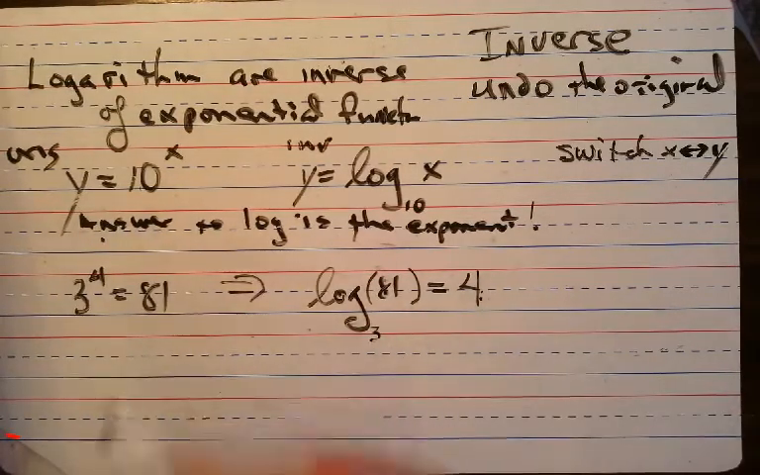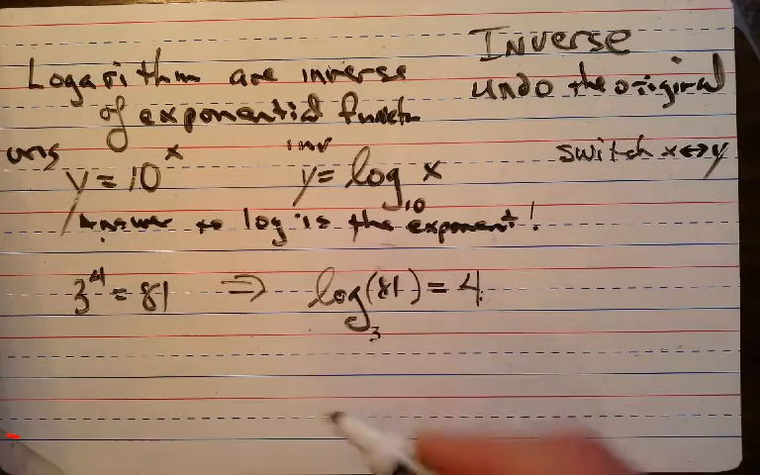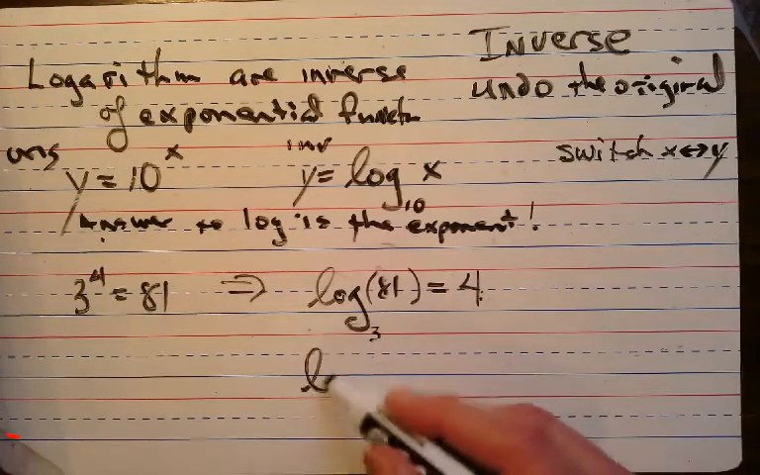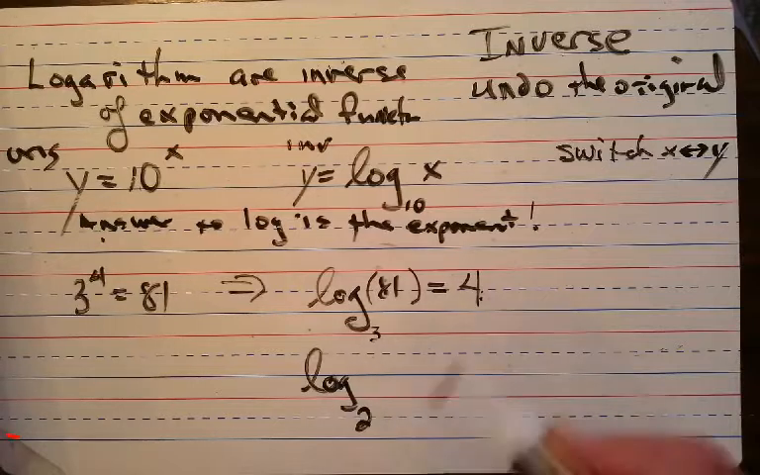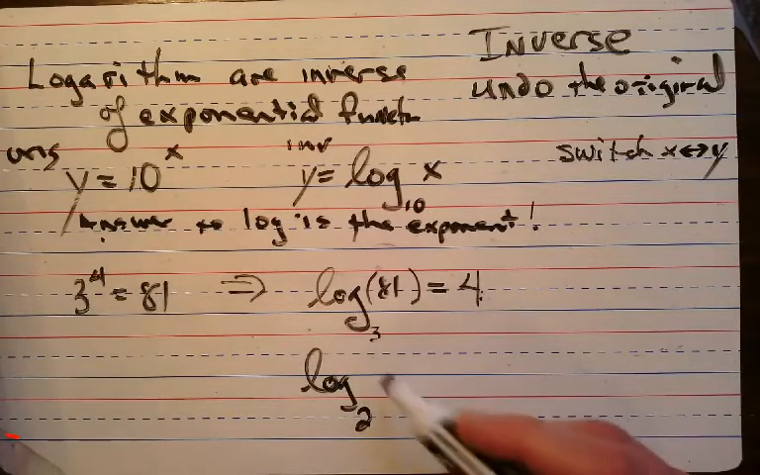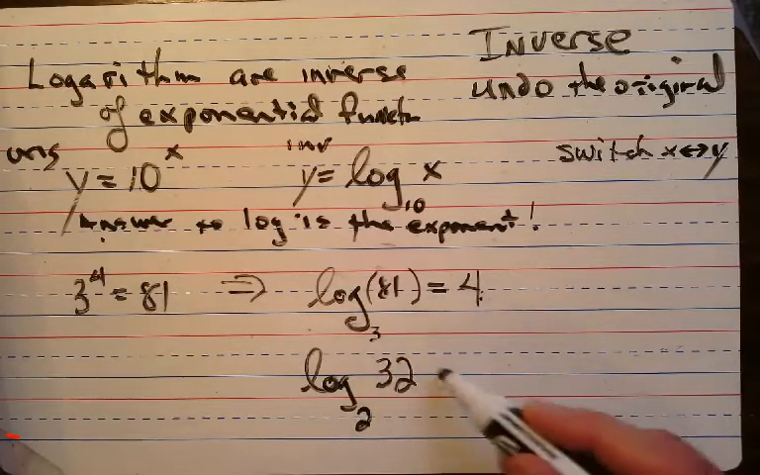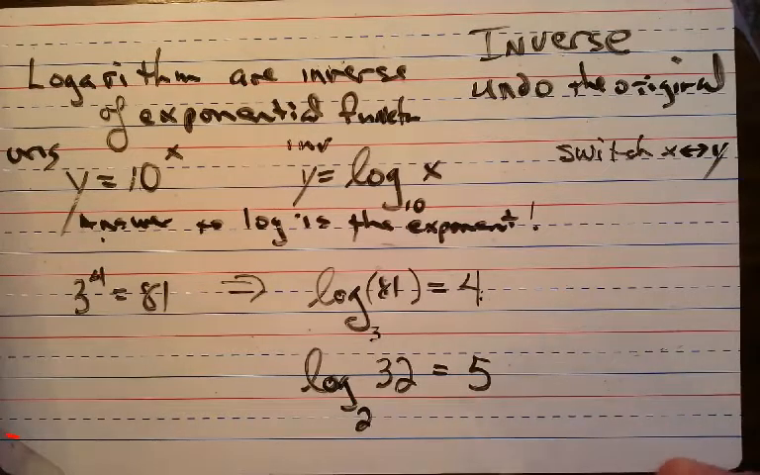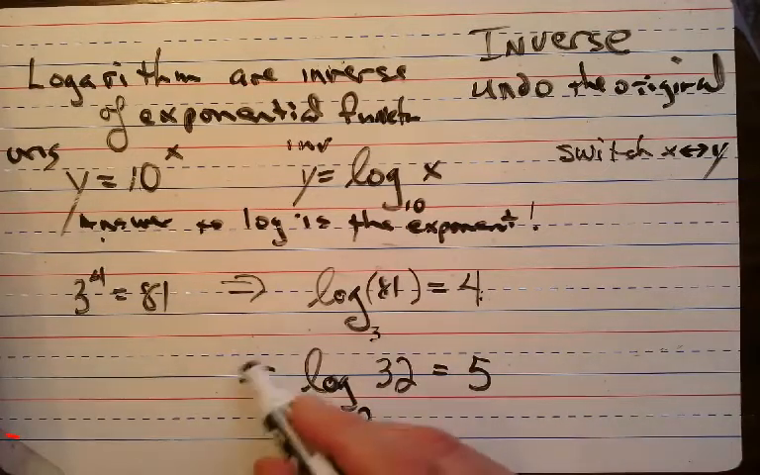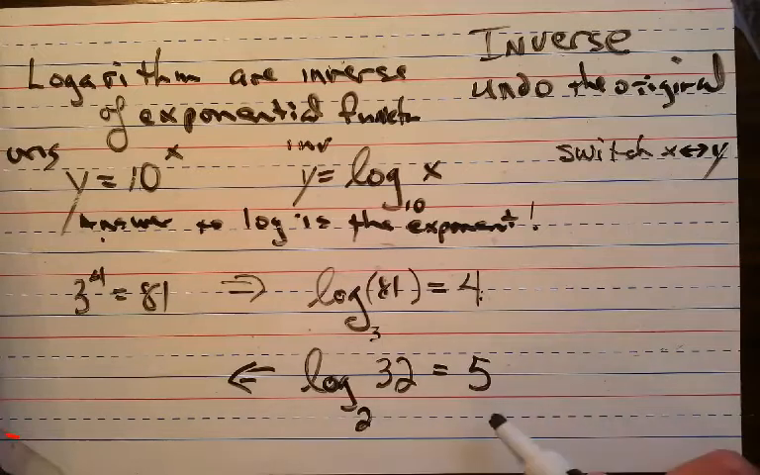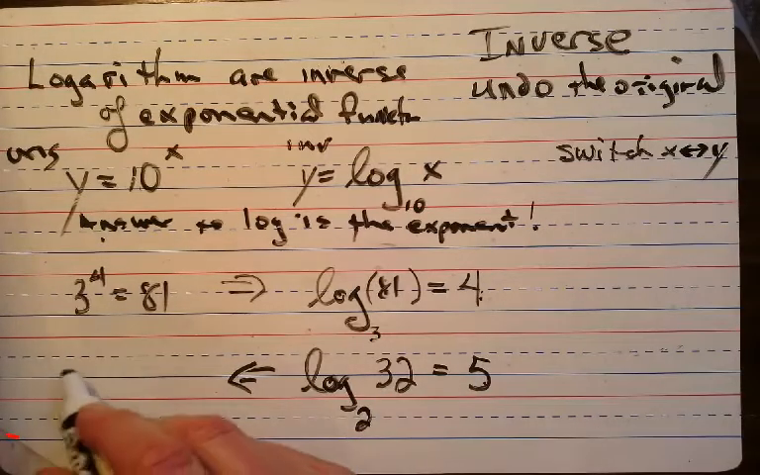Do it again, just to make sure. Well, let's go backwards. What if I told you the log base 2 of 32 is 5? Could you go the other way? Could you tell me what the exponent is? Well, I know 5 is the exponent on which number? 5 is the exponent on 2.